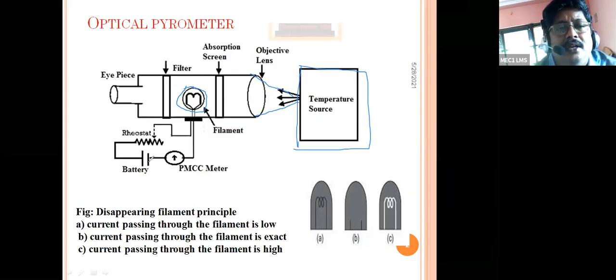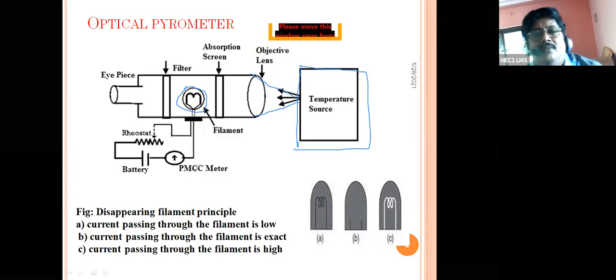Here, see, there is another circuit diagram. Here a rheostat is there, a battery is there, and a PMCC meter. The PMCC meter is nothing but a permanent magnet moving coil meter. It is a multimeter, maybe it measures as a voltmeter or ammeter.